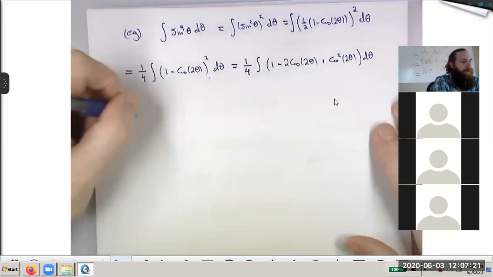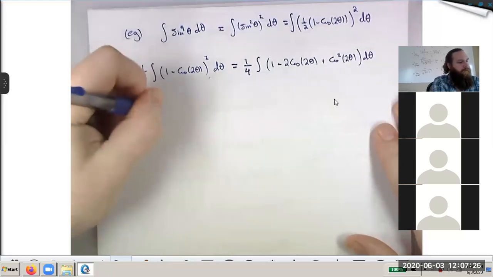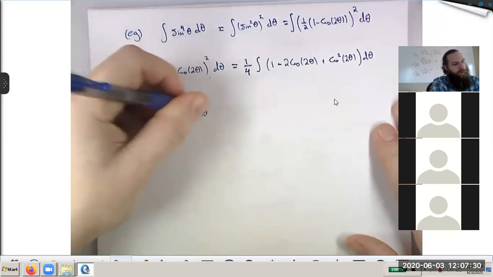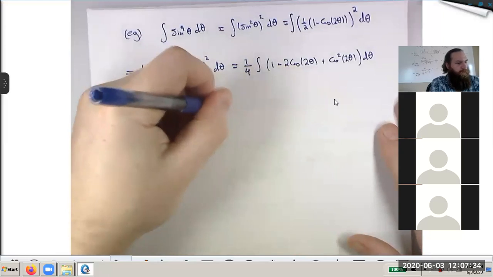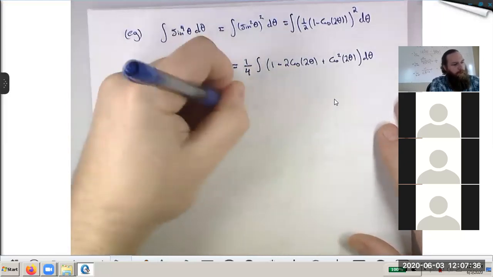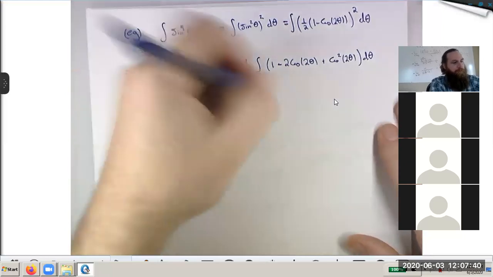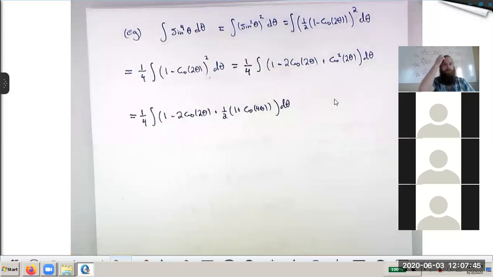I can keep my 1/4 out front. Integral 1 minus 2 cos 2 theta. And then cos squared of 2 theta is 1/2 times 1 plus cos 4 theta. Like this.